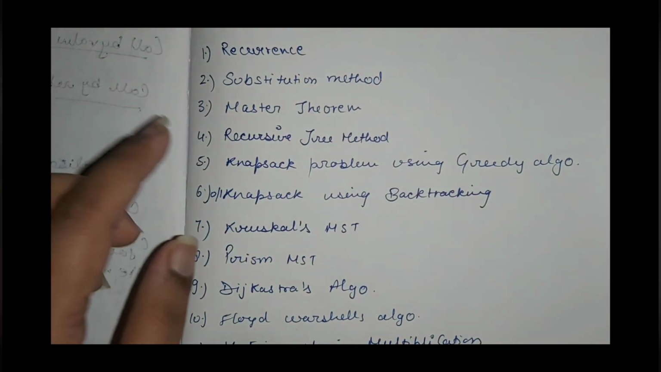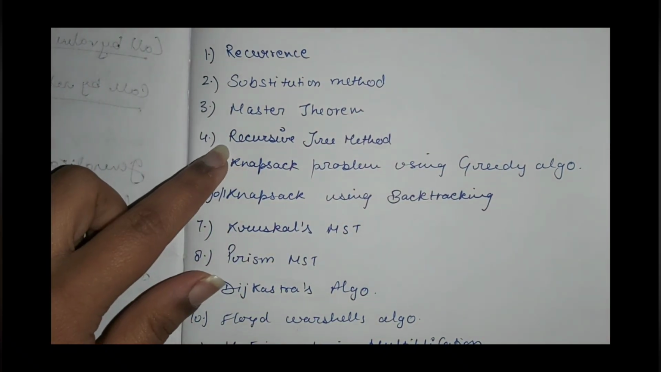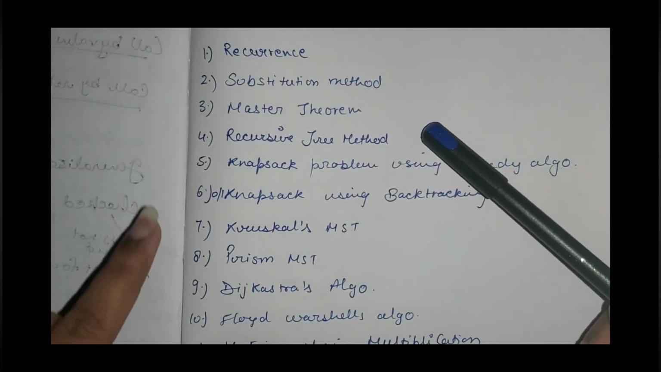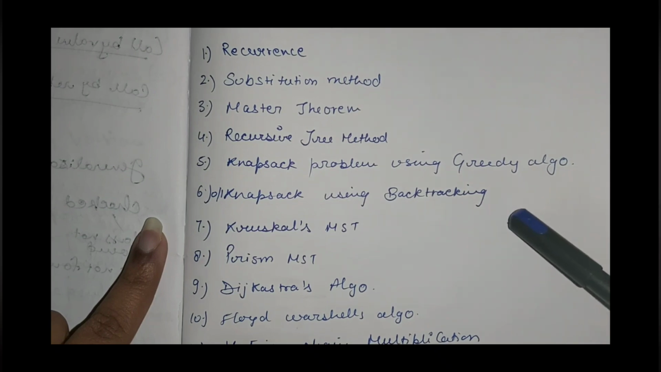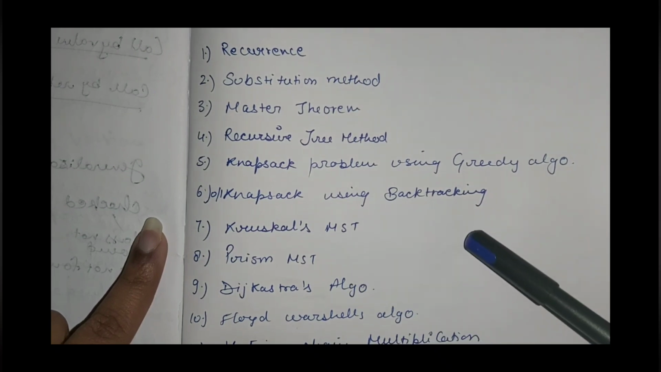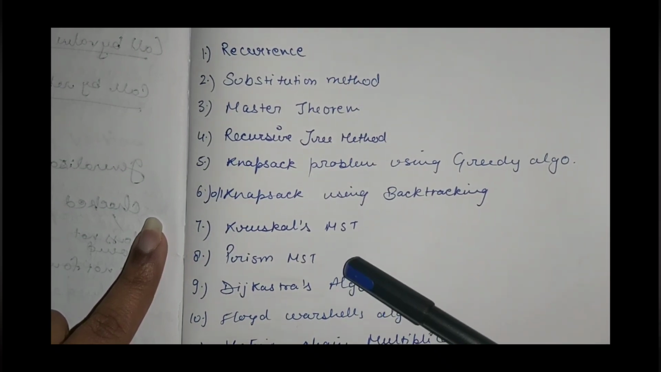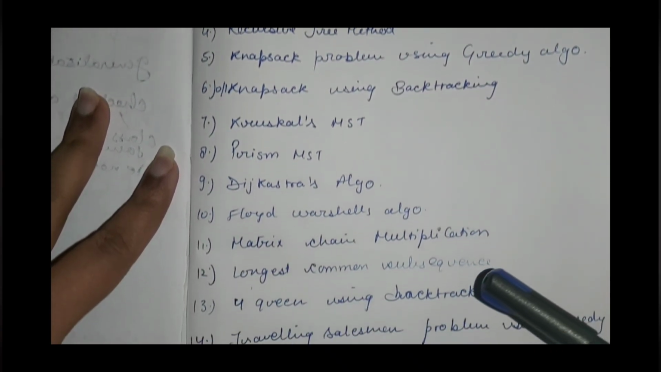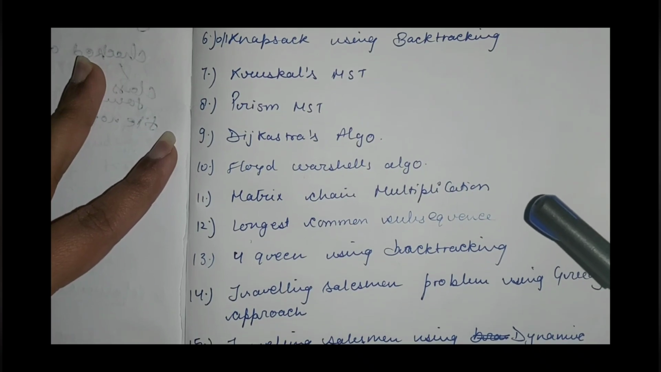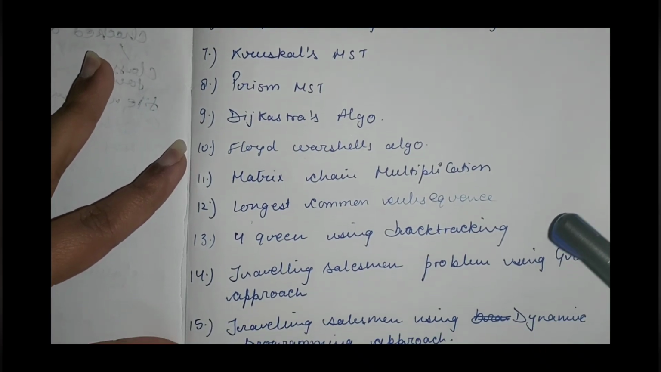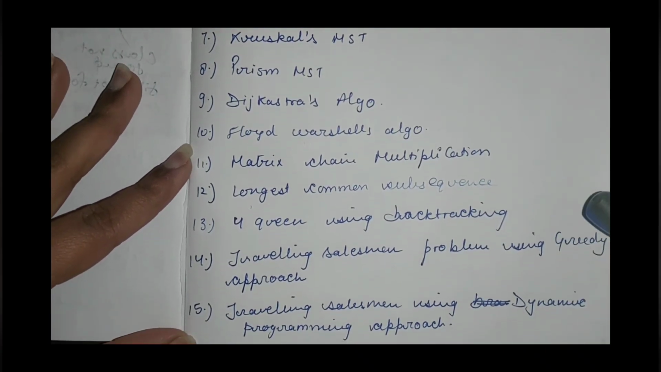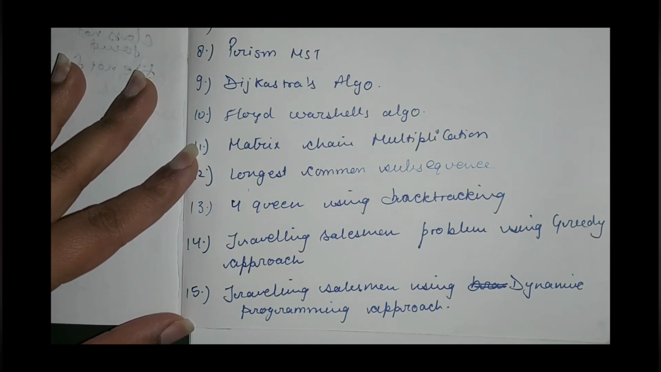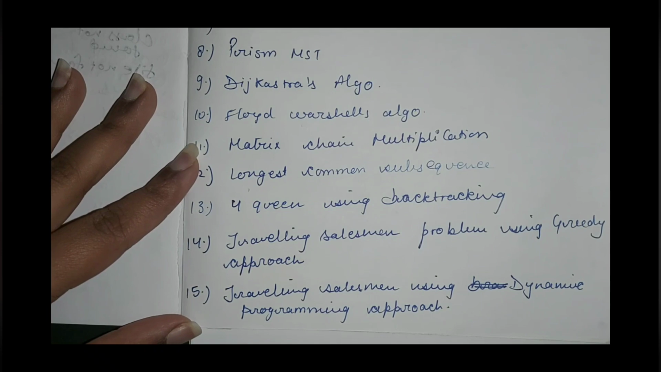The recurrence relation can be solved with the substitution method, master theorem, recursive tree method. Then there are the knapsack problem using greedy algorithm, 0-1 knapsack using backtracking, Kruskal's MST, Prim's MST, Dijkstra's algorithm, Floyd-Warshall's algorithm, matrix chain multiplication, longest common subsequence, 4-queen problem using backtracking, traveling salesman problem using greedy approach, and traveling salesman using dynamic programming approach.